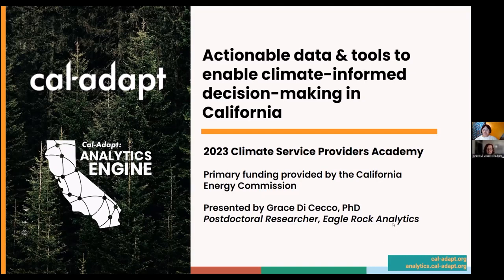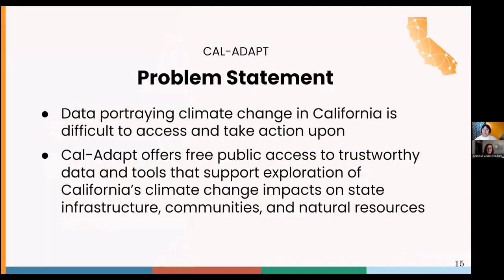I'm happy to present this presentation on behalf of a much larger team than just myself. My colleagues at Eagle Rock Analytics and our collaborators at UC Berkeley and Lawrence Berkeley National Lab and other organizations are working on these projects together, CalAdapt and the CalAdapt Analytics Engine, to provide actionable data and tools for decision-making in California, and we're funded by the California Energy Commission for this work. Next slide, please. I'll begin by introducing our problem statements for the two projects.